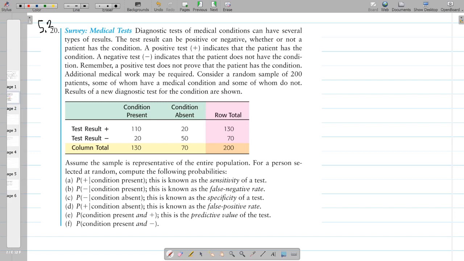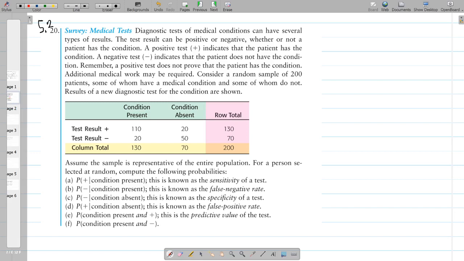So we have this chart here to explain the results. If you read across a row, look at that row right there. That tells you among the positive results, we had 130 total positive results. Of those, 110 were good: they were positive and they had the condition. These are the bad ones: among the positives, 20 did not have the condition, and so on. Let's do some examples with this, mostly conditional probabilities.